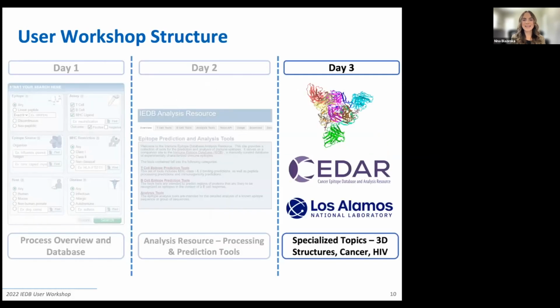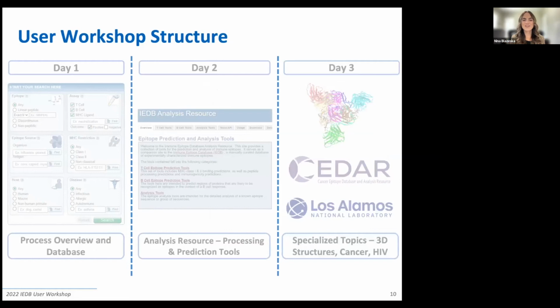And so with that, that is the conclusion of our day 3, final day of our 3-day event, where we covered firstly the database overview and the process, secondly, the analysis resource and the processing and prediction tools, and then lastly, our specialized topics on 3D analysis, cancer, HIV, and application programming interfaces.